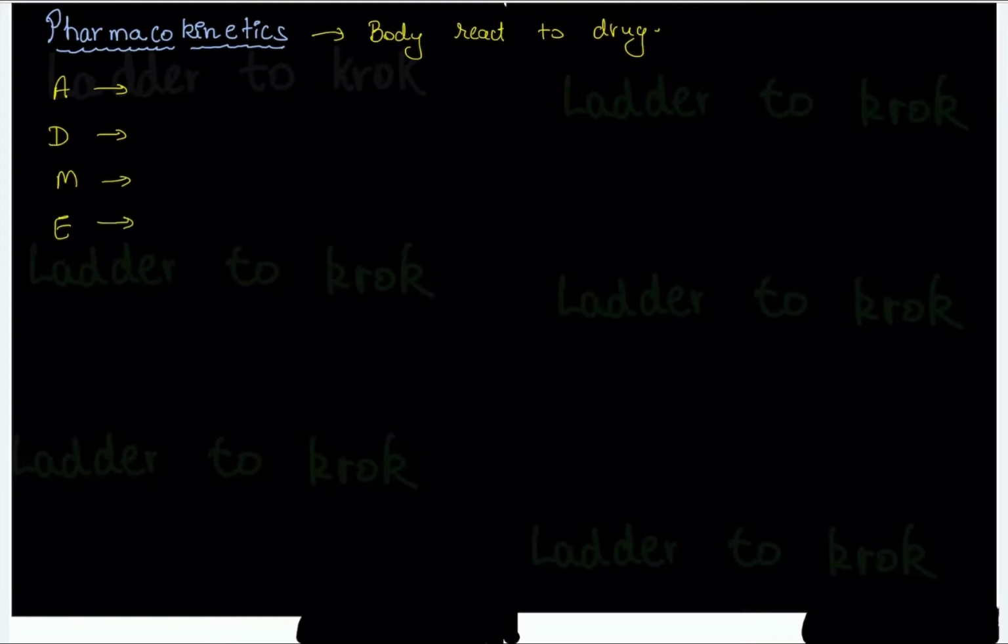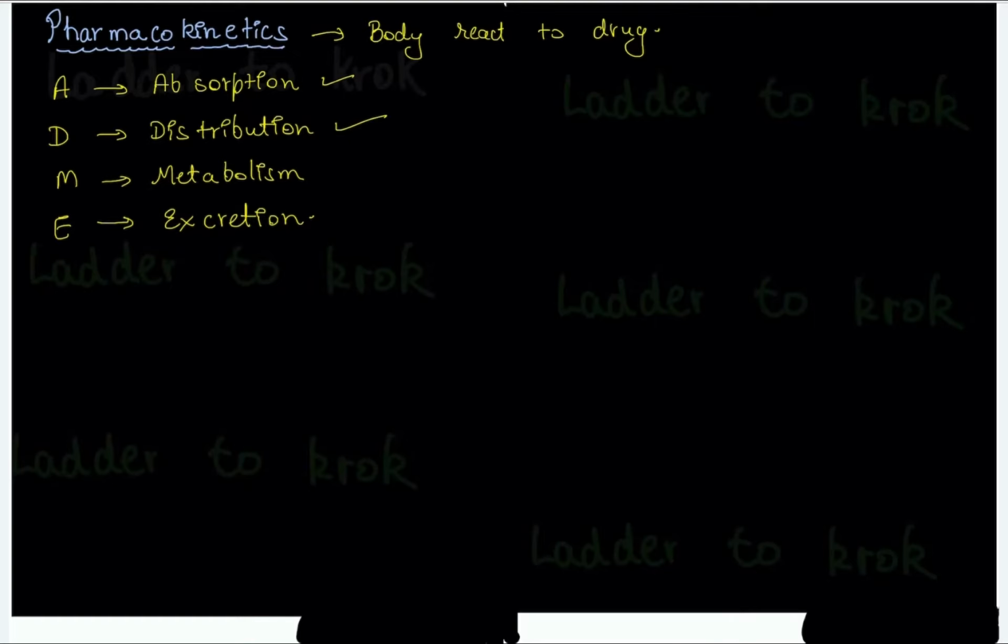A for absorption, D for distribution, M for metabolism, E for excretion. So in this we will discuss how a drug will be absorbed in your body, how it will be distributed in your body, how it will be metabolized in your body, and how it is excreted out from your body. I hope it's clear for you now.